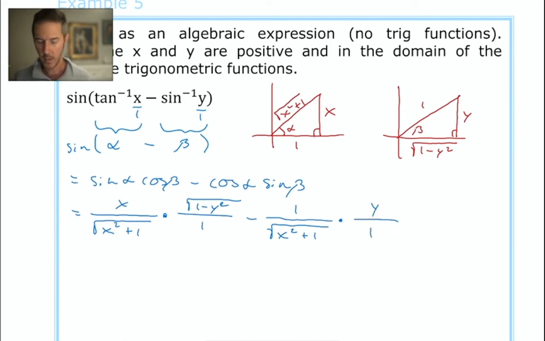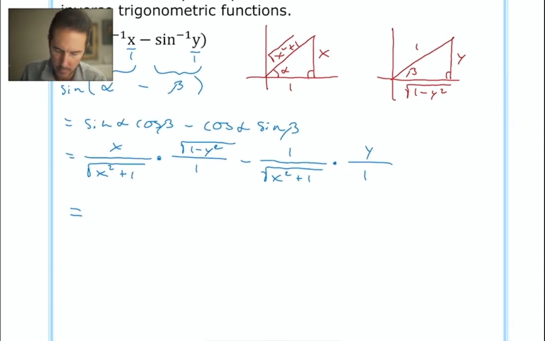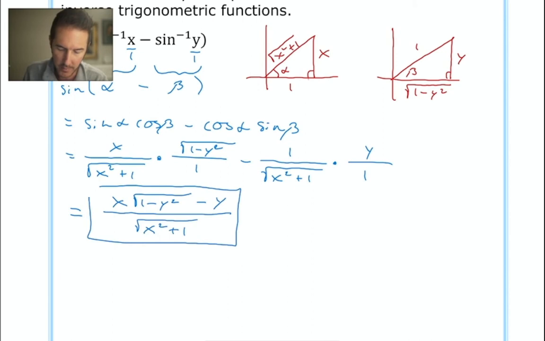Well, that's nice. We've already got a common denominator. So I'm just going to mash these numerators together. I have x times the square root of 1 minus y squared minus 1 times y, which is y, all divided by the square root of x squared plus 1. You could rationalize that denominator, but then you'd have to multiply by the square root of x squared plus 1 over the square root of x squared plus 1. Not doing it. If you want to do it, have at it.